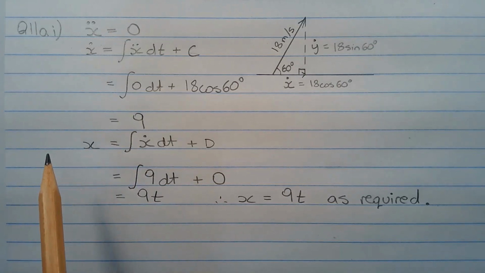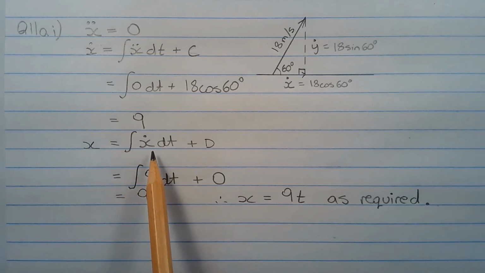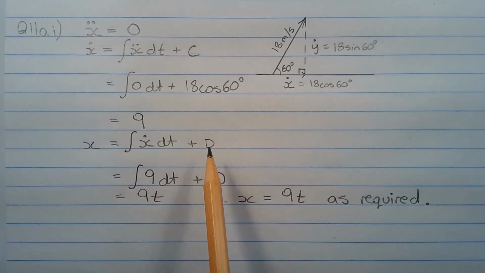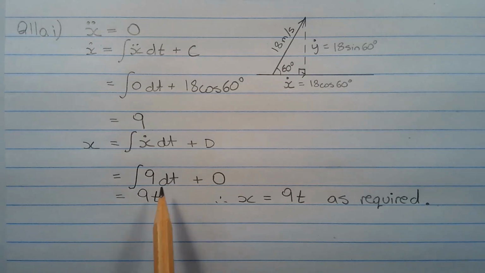Now the displacement x is equal to the integral of x dot, the horizontal velocity, with respect to time, plus the initial displacement. The initial displacement is 0 because we're starting at the origin. And the integral of 9 dt is just 9t. Therefore, x equals 9t as required.